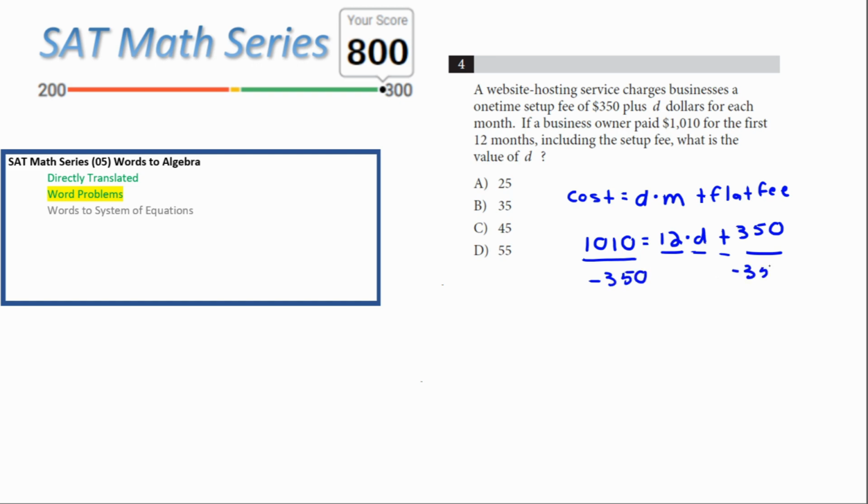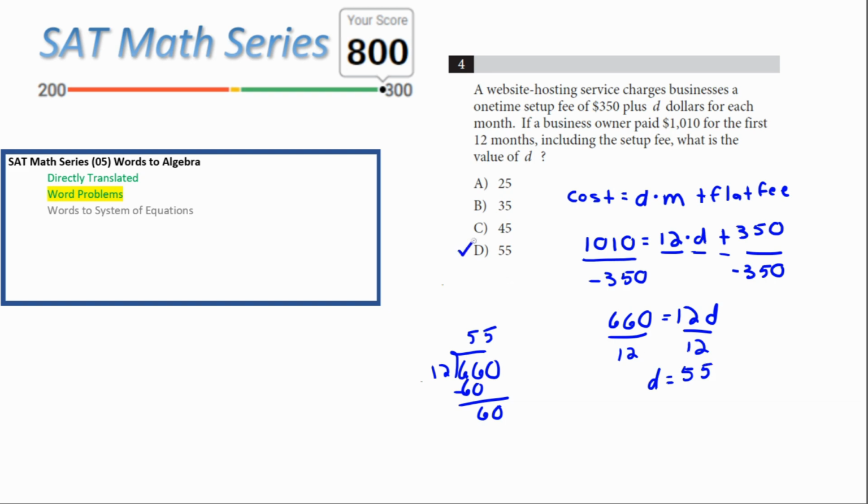For instance, to get D by itself, we're going to want to subtract 350 from both sides. That's going to be 660 is equal to 12D. And then divide by 12. And D is equal to, I'm actually not sure off the top of my head. Oh, here we go. 55. Or answer choice D. So we see how important it was to be able to take the text and formulate our equation to solve.